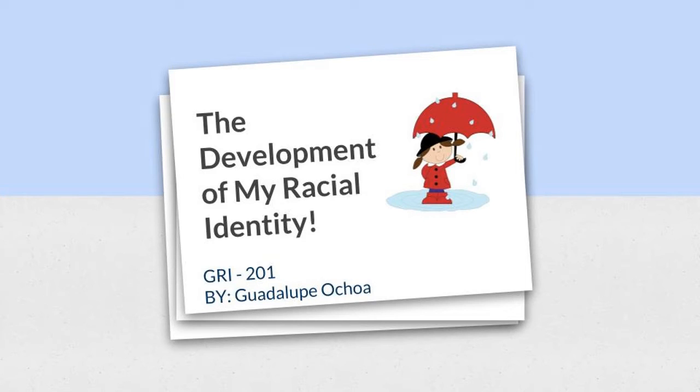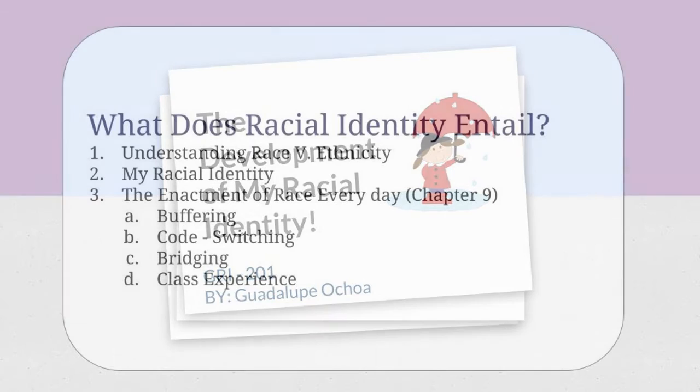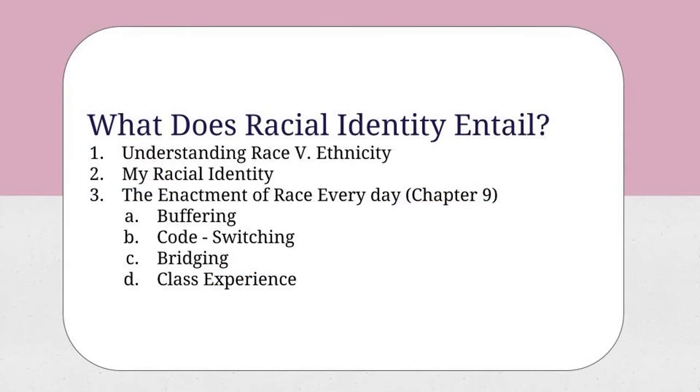Hi everyone, this video will be on what racial identity entails and how my own racial identity was developed. To begin, I would like to define race as ethnicity, and I will be using Janet E. Helm's definitions of race and ethnicity and how they both contribute to how an individual develops their racial identity.